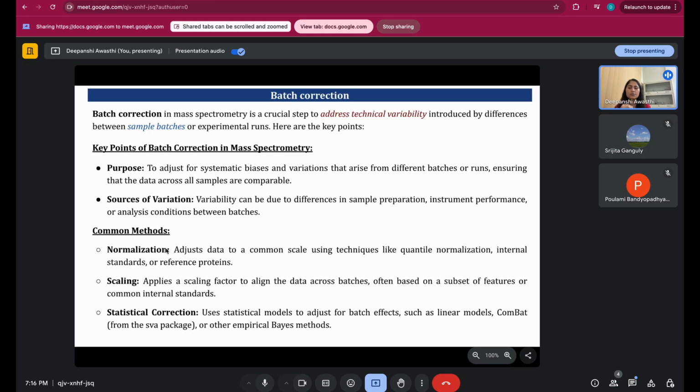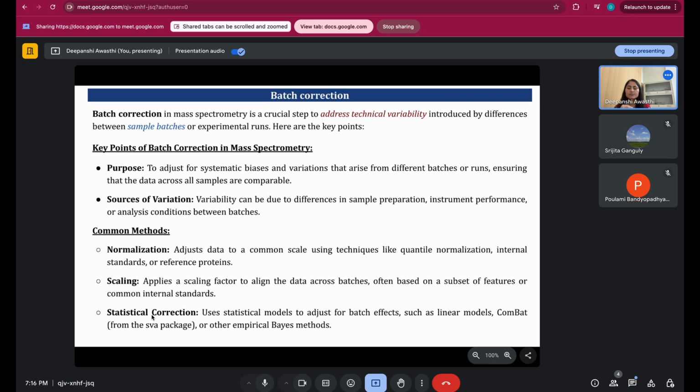So first thing is normalization, which means you can adjust your data to a common scale using techniques like quantile normalization, internal standards, or reference points. So we should do all these things. Normalization, we should do scaling. Scaling is where you apply a scaling factor to align the data across batches, often based on a subset of features or common internal standards.